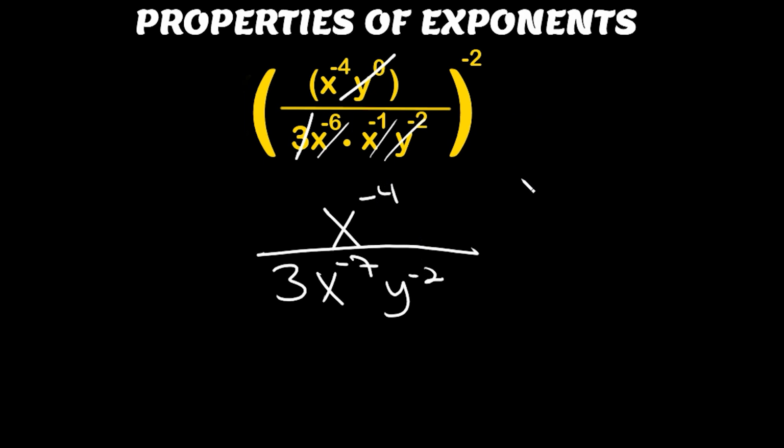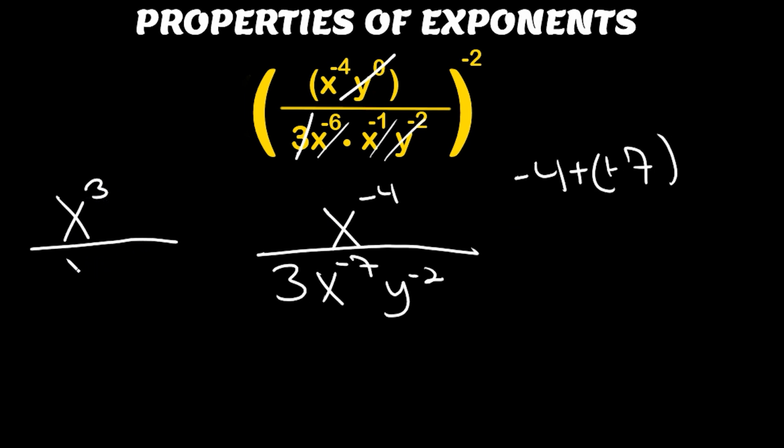I get negative 4 minus a negative 7. Okay, just writing it out. So you can see here that these two negatives will make a positive, right? It's negative 4 plus 7, or in other words, you're going to get 3 here. So x to the 3rd power. So I'm going to write here x to the 3rd power all over, and I get 3, and then y to the negative 2. Okay?